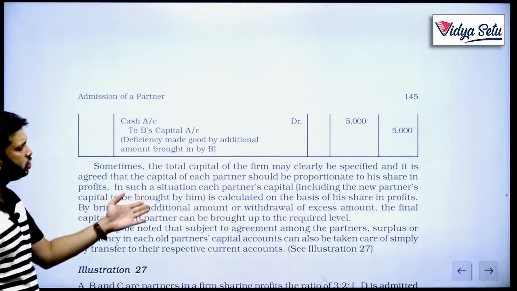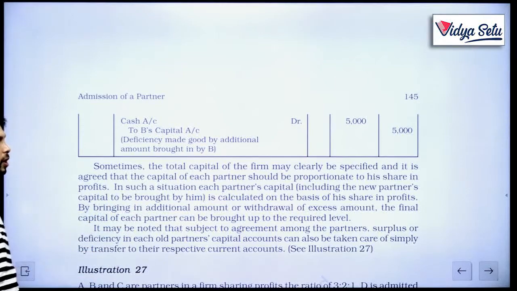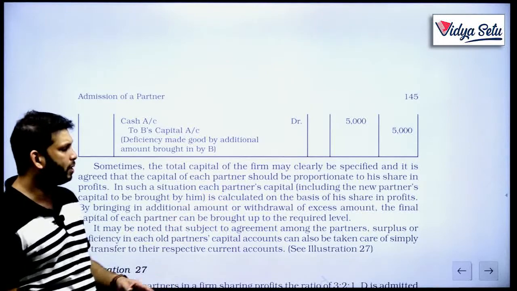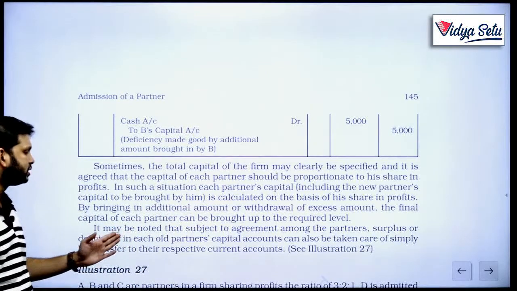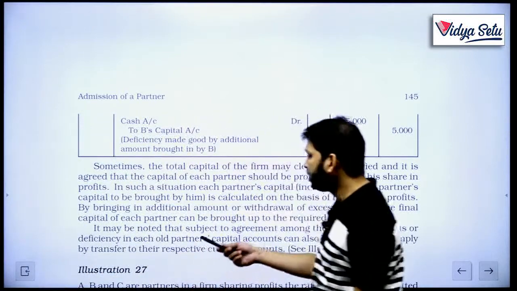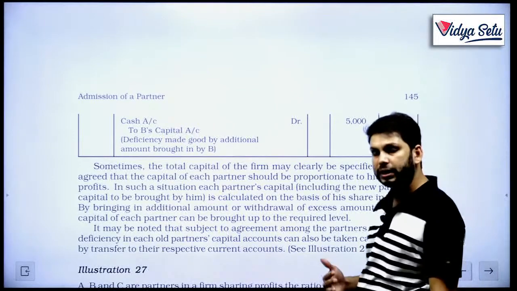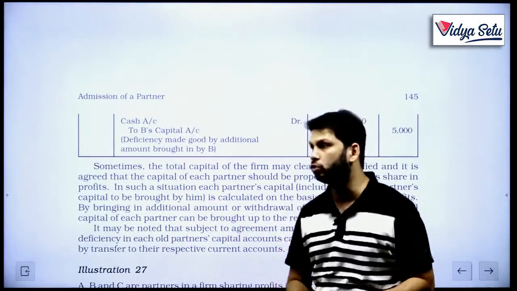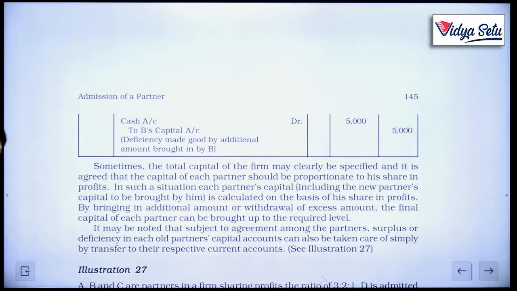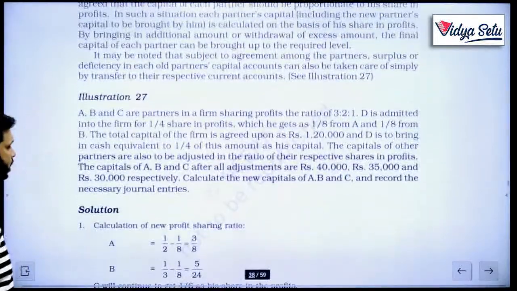By bringing in an additional amount or withdrawing the excess amount, the final capitals of each partner can be brought up to the required level. It may be noted that, subject to agreement among the partners, surplus or deficiency in each old partner's capital account can also be taken care of simply by transferring to their respective current accounts. So, sometimes it happens that it is transferred to the respective current accounts. It is mentioned in the question. So, we will just see how it is transferred to the current accounts in illustration 27.